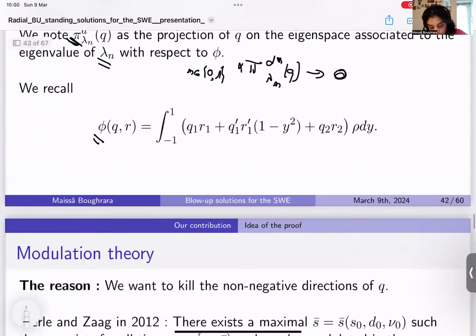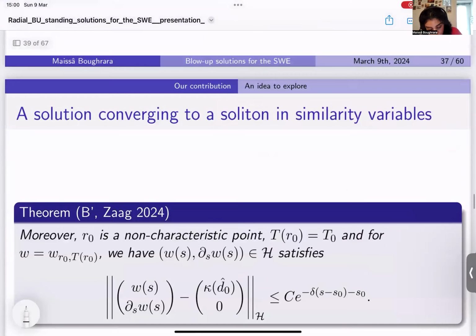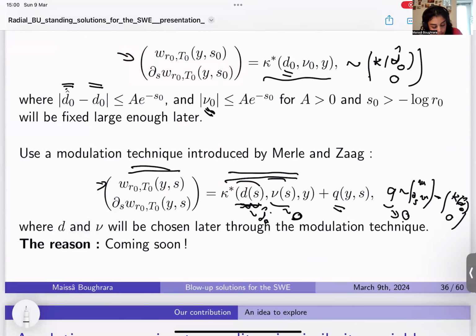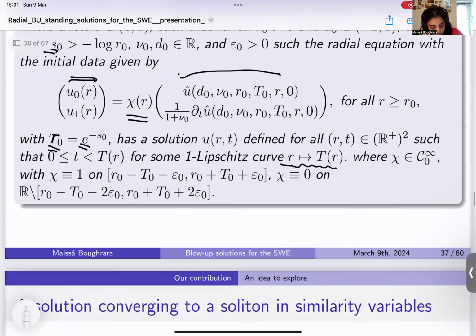As I said earlier, let me go back and see it. Why did we define Q as the difference between the solution in similarity variables and kappa star ds, mu s, and y, and not just fixed parameters that don't depend on s? It's because if we fix parameters, do the projection and control it, we won't be able to obtain the decaying of Q. If we do the modulation on this and this, so we make them depend on s, we will obtain the decaying. That's why we do the modulation.